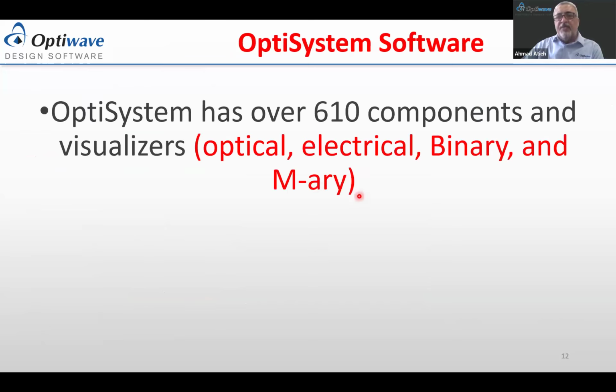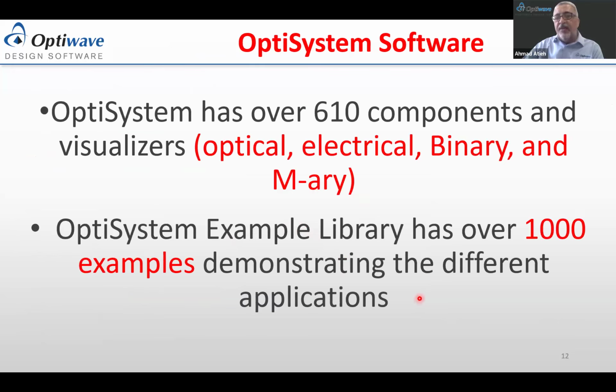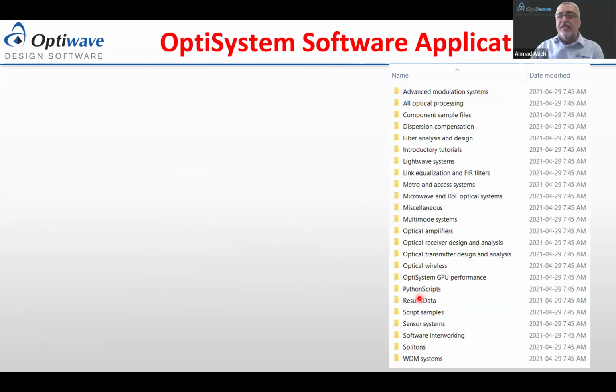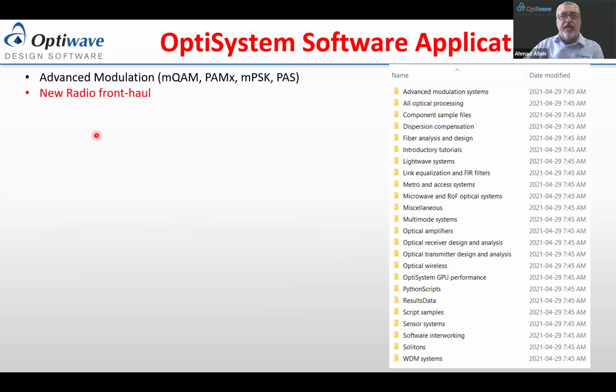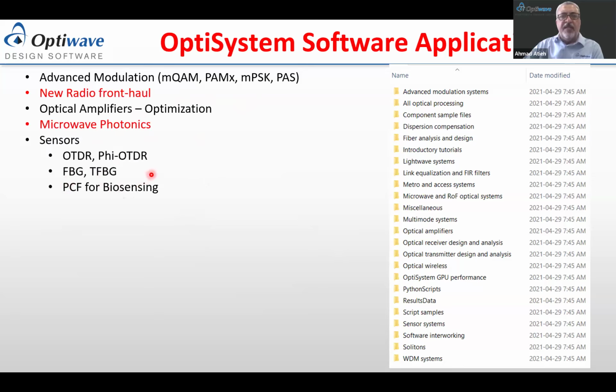Now, OptiSystem software, as I mentioned, has over 610 components and lots of visualizers. And the other part of OptiSystem is the example library. We have over 1,000 examples, and these examples are categorized in different categories depending on the application. So we support applications for advanced modulation, radio fronthaul, optical amplifiers and optimization, microwave photonics, sensors, different types of PON, OTDR, photonic crystal fiber for biosensing, optical wireless, which supports different types of channel, Li-Fi, visible light communications, and so on.